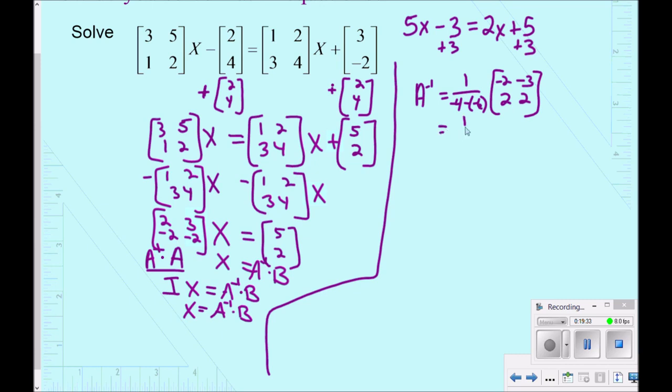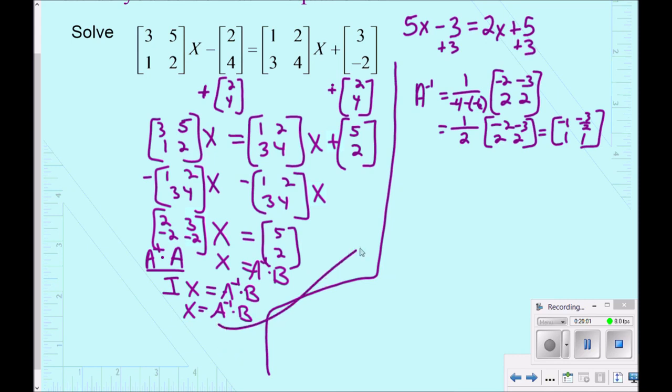So that gives me 1 over 6 plus negative 4 is 2, 1/2 times negative 2, negative 3, 2 and 2, which gives me negative 2 times 1/2 gives me negative 1. Negative 3 times 1/2 gives me negative 3/2. 2 times 1/2 gives me 1 and 1 again. So that's A inverse. So now I'm ready to solve.